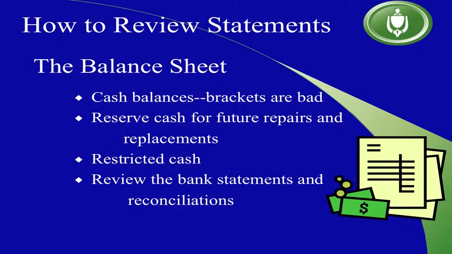Some associations have a requirement for restricted cash. This is generally a requirement by the town or city that the association is located in. So for example, if your city requires that you set aside money for street repairs, then you want to watch this cash balance to be sure that the required funding is being made on a monthly or quarterly basis, and that the only expenditures coming out of the account are for that particular restricted fund.